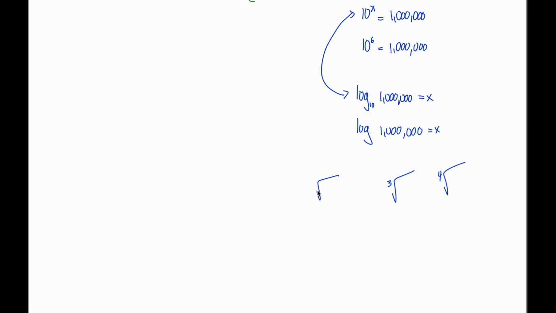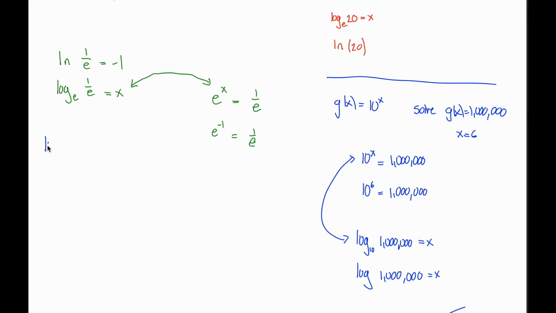If there's nothing written here, there's an implied 2 on this root. It's the same idea with logs. If there's nothing written in the base, there's an implied 10 there. So if somebody asks you, what's the log of, I don't know, 0.01, really what they're saying is, what is the log base 10 of 0.01?